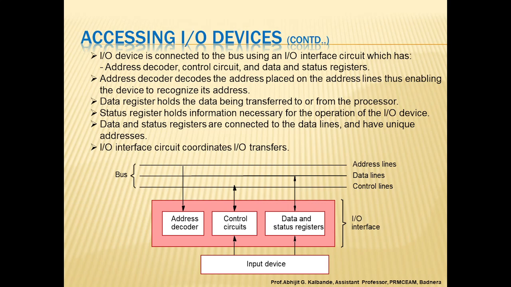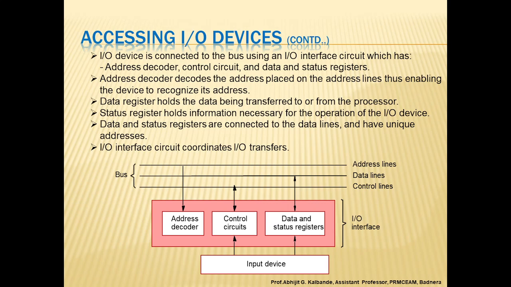As its name indicates, the control circuit performs certain control operations, or the overall operation to be performed in the complete internal part of the circuitry. Then, the data and status register. The data register holds the data which is to be transferred to the processor from an input device, or received data from the processor for transfer to an output device.